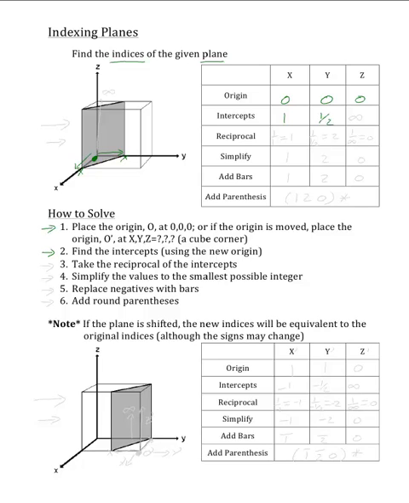And to find the z-intercept, we will go back to the origin and travel along the z-axis, and as you can see, the plane never intercepts it, so we say that the intercept is at infinity.